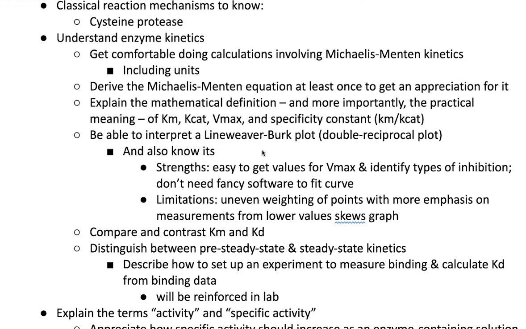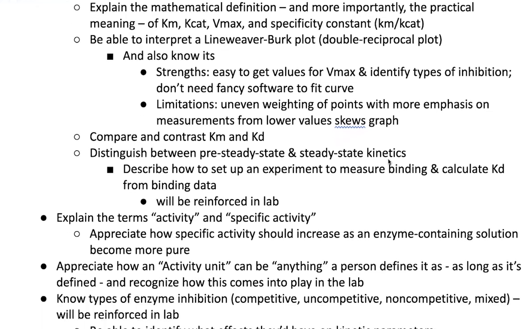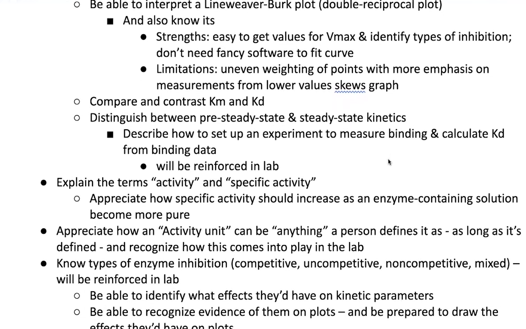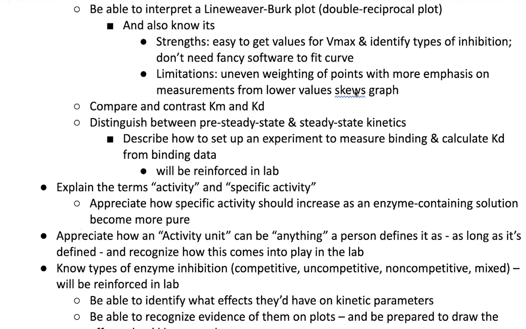Be able to interpret a Lineweaver-Burk plot. This is also called a double reciprocal plot. And know its strengths. It's easy to get values for Vmax and identify types of inhibition. You don't need fancy software to fit the curve, which can make it helpful. But it also has limitations. You basically have uneven weighting of points, with more emphasis on measurements from lower values, which might not be as accurate. And this is going to skew your graph. So if you have access to something like Prism, that's going to let you get more accurate values.